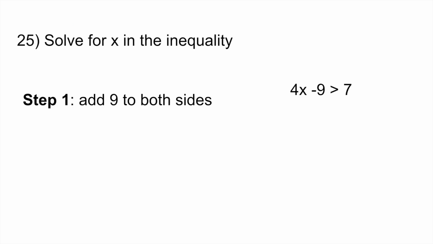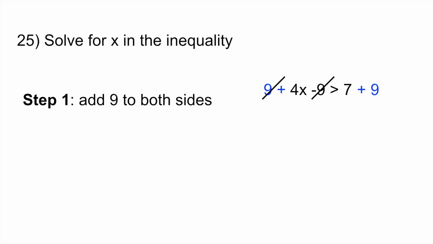When you have an inequality, you don't have to move that symbol at all. Step one is the same: you solve the same way that you would solve a regular algebra equation. You want to isolate that x on the left side. So how do you do that? The first thing you're going to do is get rid of that 9 on the left side. How do you get rid of a negative 9? You add a 9, because that's going to cancel out. And remember, whatever you do to the left, you have to do to the right.